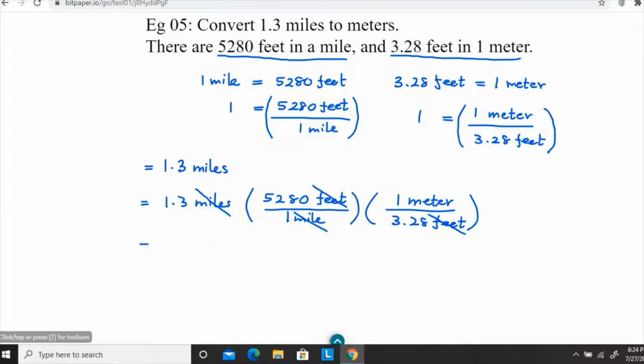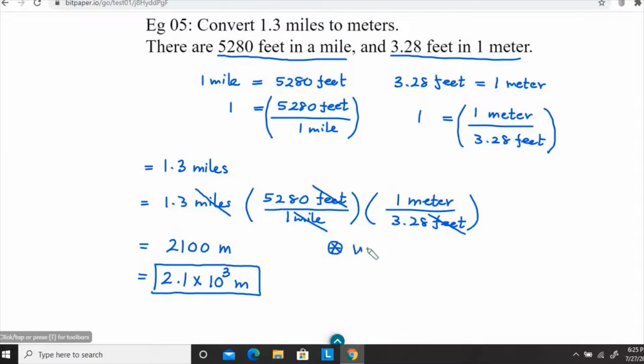So this answer, if you simplify this, you would get 2100 meters. So this is the correct way of writing meters. And also you can express this in scientific notation like this: 2.1 times 10 to the power 3 meters, and that's the answer. That's the amount of meters in 1.3 miles. So the important thing is that here we can consider the units as algebraic terms.